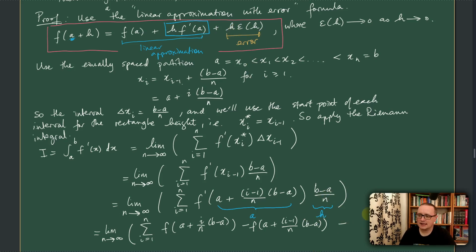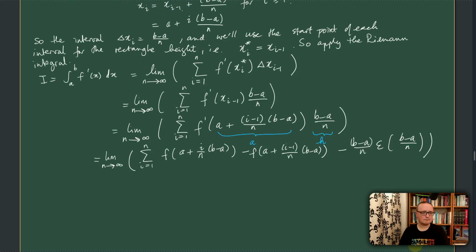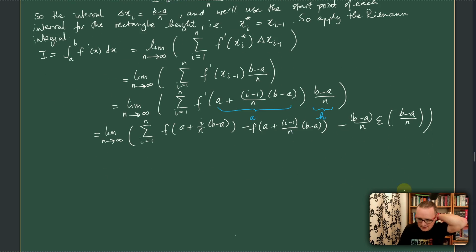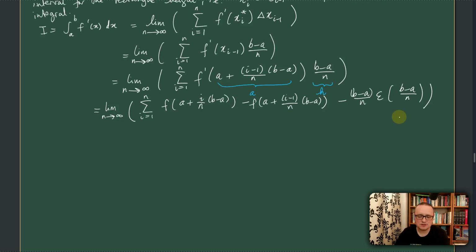So this will be mine. Now the h is b minus a over n, and that's multiplying epsilon evaluated at that h, which is b minus a over n. And I need to close this bracket there. Okay. Sorry, I was obscuring some of that for a moment. So you might need to pause the video and roll back and forward and satisfy yourself about this substitution that we're doing here.